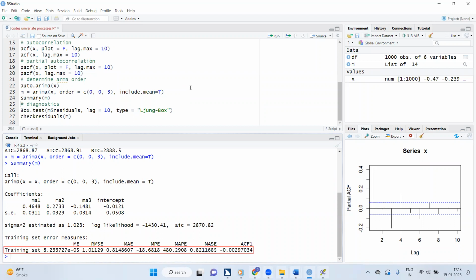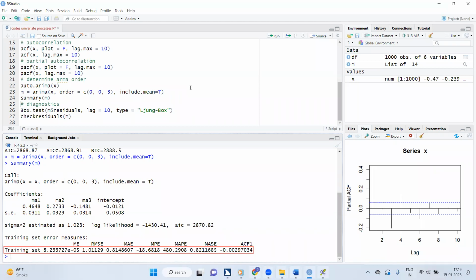Why training set? Basically, in real life, how should we do it? We should divide our data into two parts: 80% of our data for modeling and 20% for testing how the model performs. So we call it a hold-out sample or out-of-sample forecast, right? I won't be able to cover everything today. I'm just leaving it, so we're moving on to the next thing.